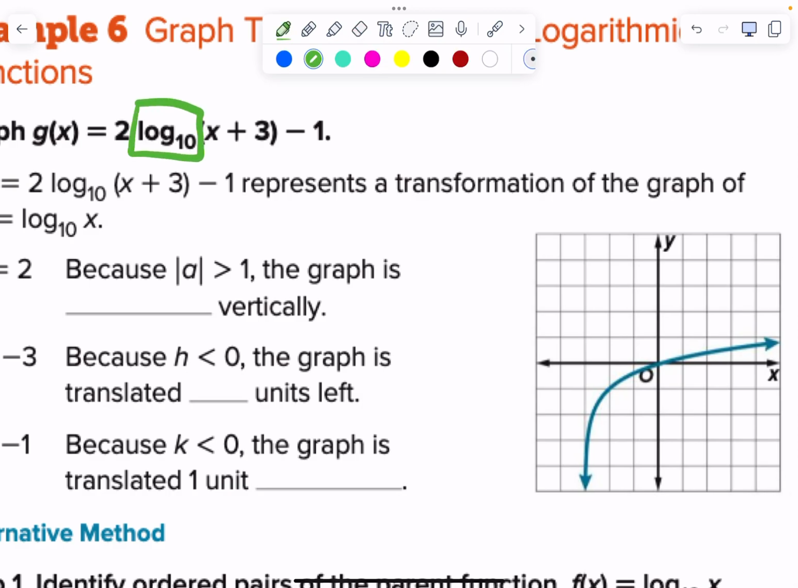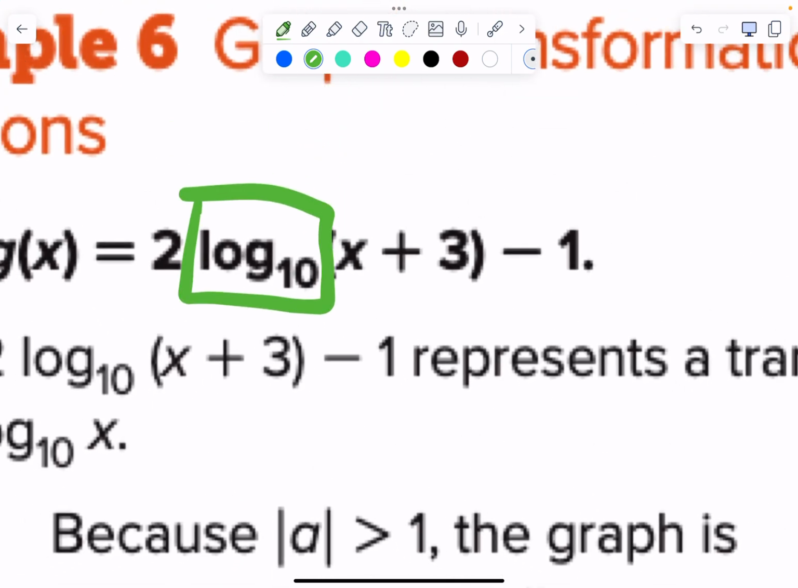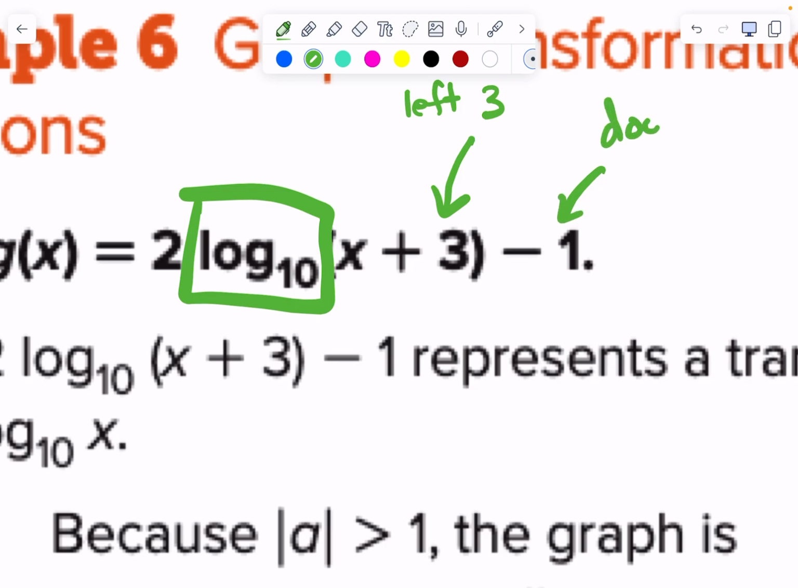Okay? All right, let's talk about what some of these numbers do. How is the 3 going to move him? To the left 3, because plus means left and minus means right. So left 3. What's the minus 1 do? Down 1. Okay? All right, what's this 2 going to do? Vertical stretch by 2. So it's just going to make him more narrow, right?